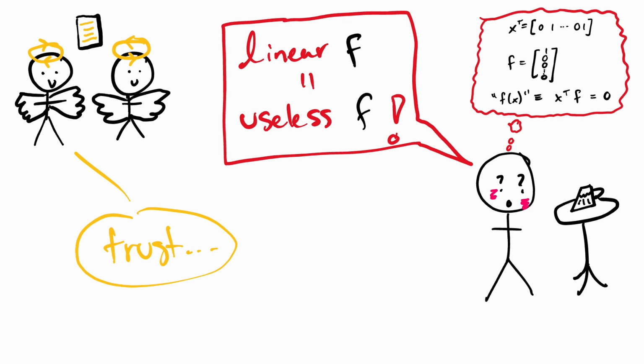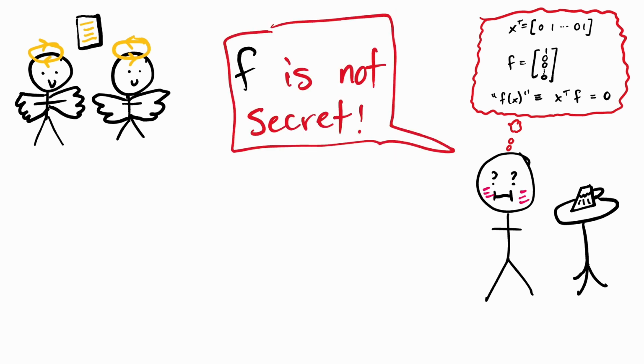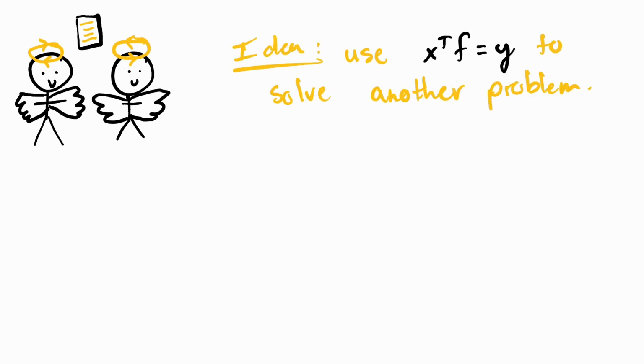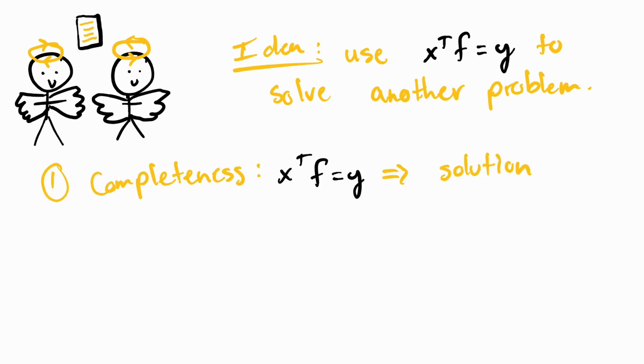Trust us. More importantly, f is not hidden. To verify this computation, I still need to know f. Oh, you know what? We can help you there. Here's an idea. What if we could somehow use the function to solve another problem? So instead of giving the function, I give the solution to another problem. So here's what I mean by that. Say if one knows that x transpose f equals y, then we have a solution to this other problem.